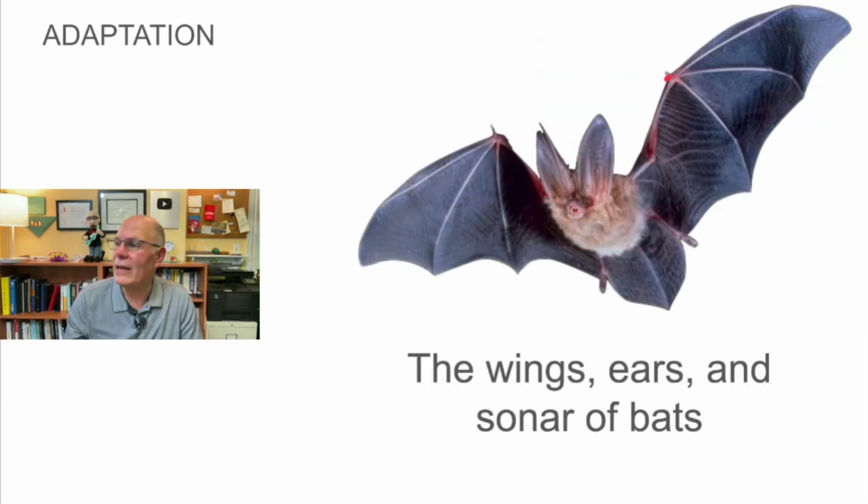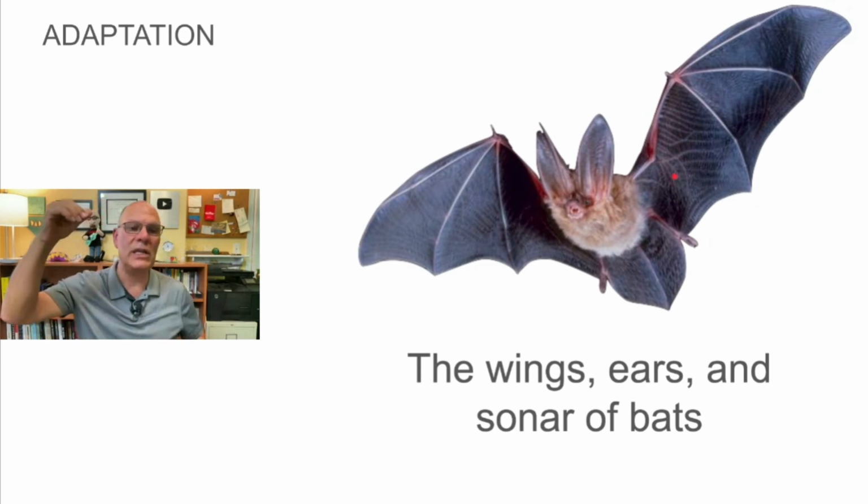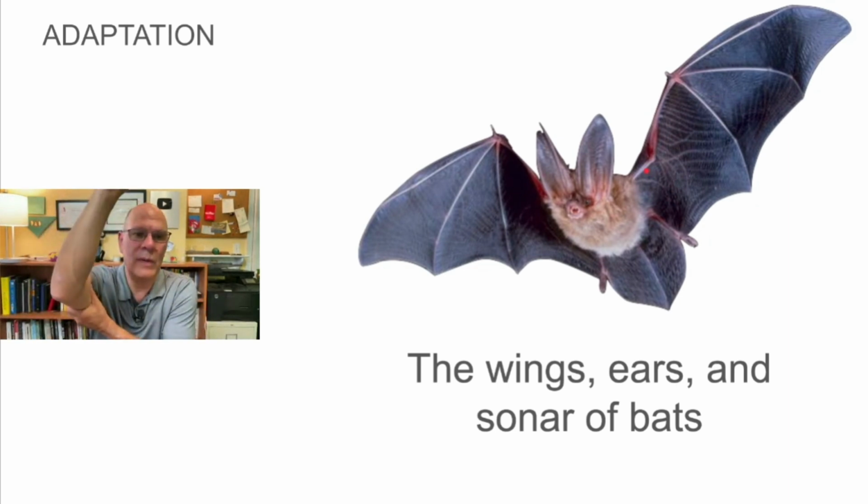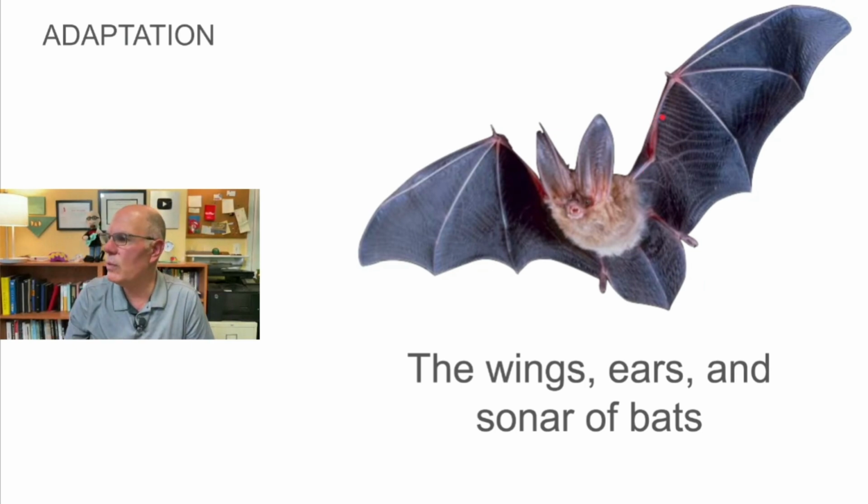Here's a bat. And there are so many adaptations. For example, the whole forelimb structure, that's an adaptation. It's a modification of a basic vertebrate forelimb. In other words, this bone corresponds to this bone. These two bones over here correspond to our radius and our ulna. And these correspond to certain kinds of finger bones, but they've been modified in bats to adapt it for flying. How do adaptations like that come about?